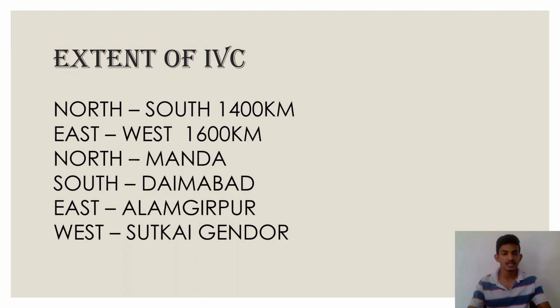First of all, we need to know the extent of the Indus Valley Civilization. The extent from north to south is around 1400 kilometers. From east to west is around 1600 kilometers. And we need to know about the extreme points of the Indus Valley Civilization. That is, the northernmost point is Manda, which is located in present-day Jammu and Kashmir. And the southernmost is Daimabad, which is in Maharashtra. The easternmost is Alamgirpur, which is in Uttar Pradesh. And the westernmost point is Sutkagendor. It is a part of the Iran-Pak border.